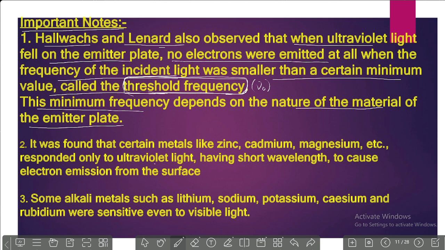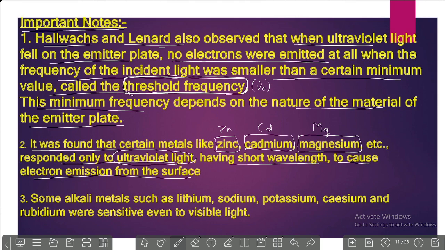Now next, listen. It was found that certain metals like zinc, cadmium, magnesium, etc. respond to UV light. That means on UV light their photoelectrons are emitted. So UV light of short wavelength causes electron emission from the surface of the metal. So zinc, cadmium, magnesium are sensitive to UV light.